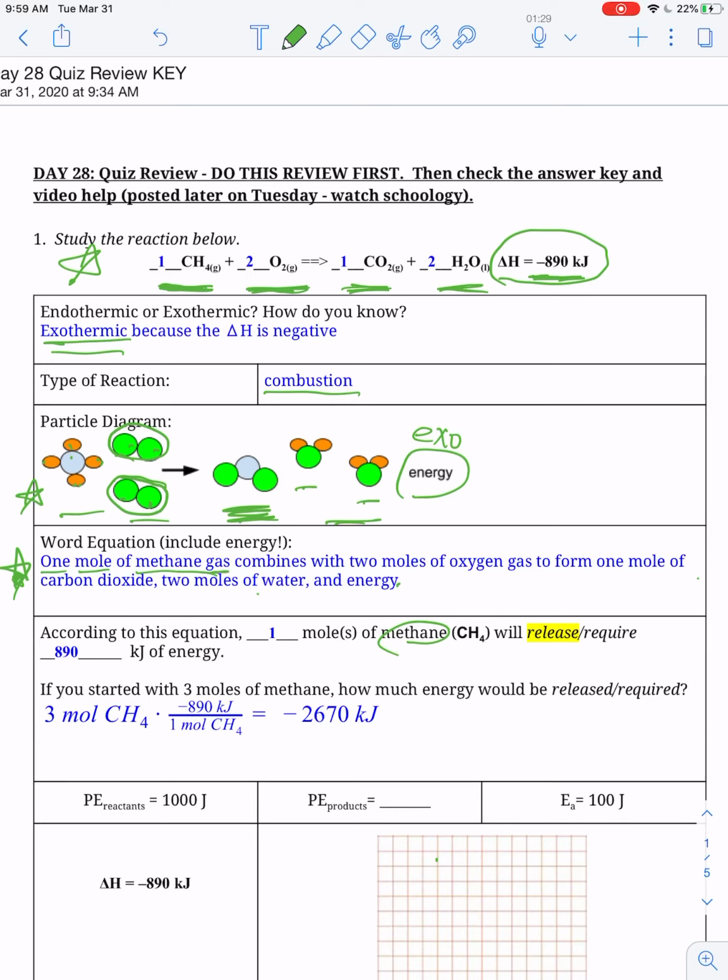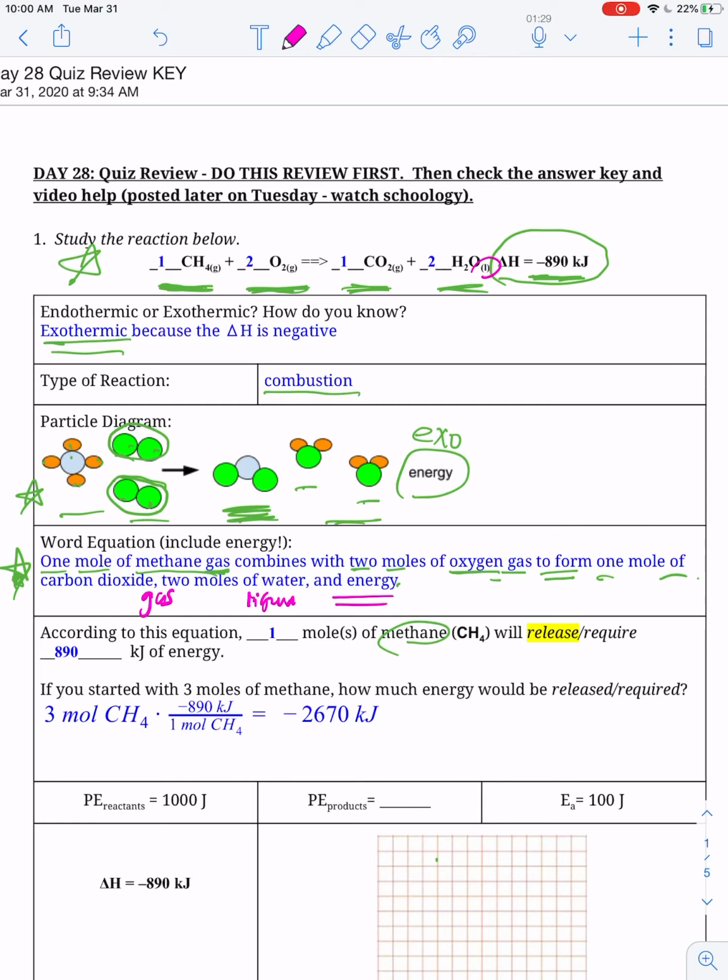And I want you to include the state of matter if it's included in the equation. So 1 mole of methane gas combines with 2 moles of oxygen gas to form. Don't say equal, say something like to form, to create, to produce. 1 mole of carbon dioxide, and in the key I forgot to write gas. I'll go add that in. 2 moles of liquid water, because there's an L right here. And energy. Don't forget the energy term. That's important. So that's your word equation.